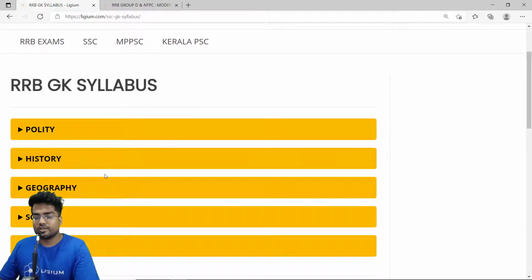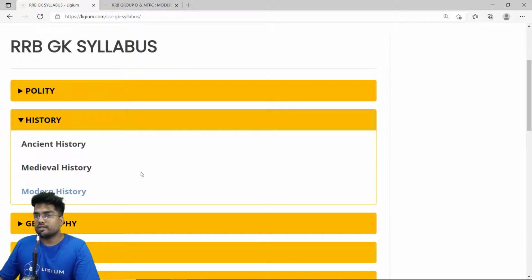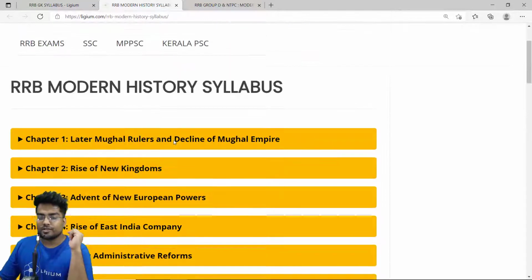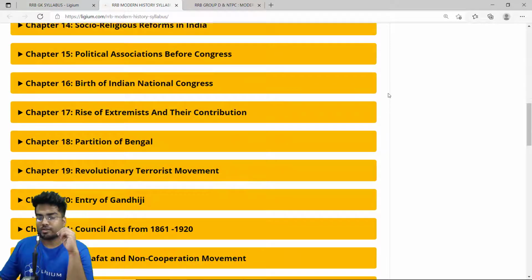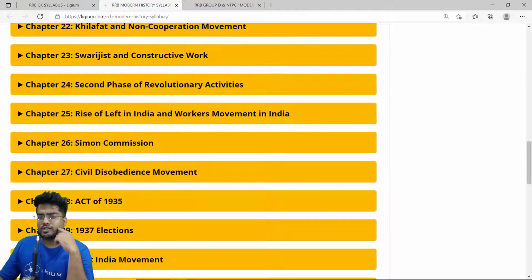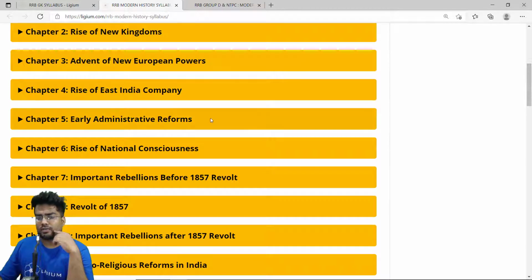Here you have polity, history, geography, science and economy. We are going with history. And in the history, the part called the 1833 Act is in the section that is modern history. So we click on modern history. This is the modern history syllabus, and as you can see, we have around 32 excellent chapters. We are going to click on Chapter 5, Early Administrative Reforms.